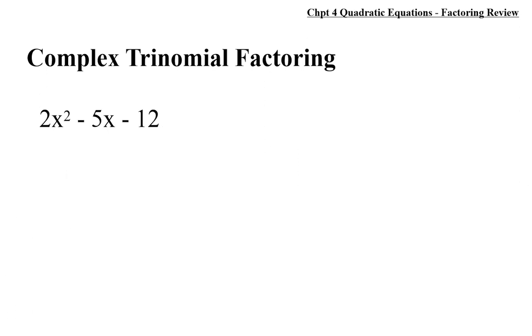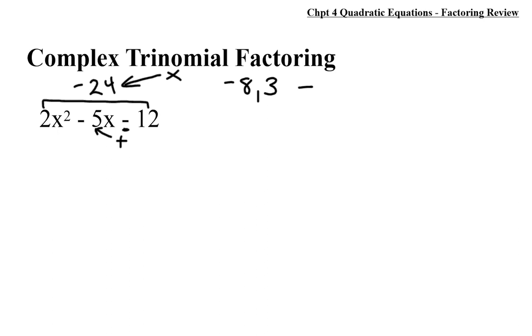Here we go again. Steps one more time. At this point, multiply a times c. Watch your signs with the negative. We have a negative 24. At this point, we want to do the same thing we did in simple trinomials. Multiply to negative 24, add to negative 5: negative 8 and 3. Multiplies to negative 24, adds to negative 5.